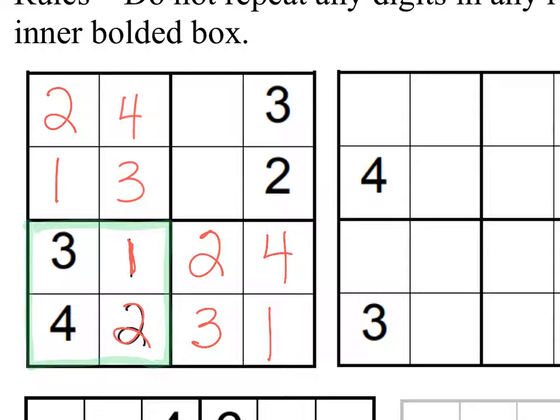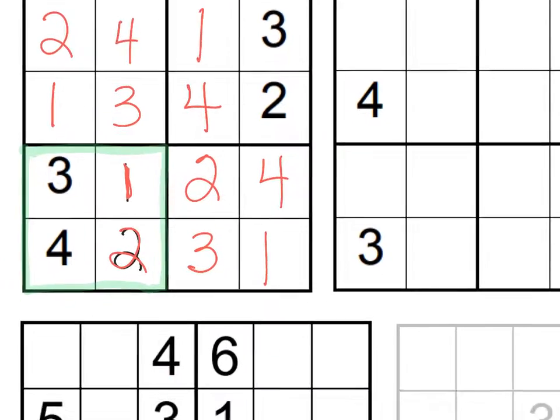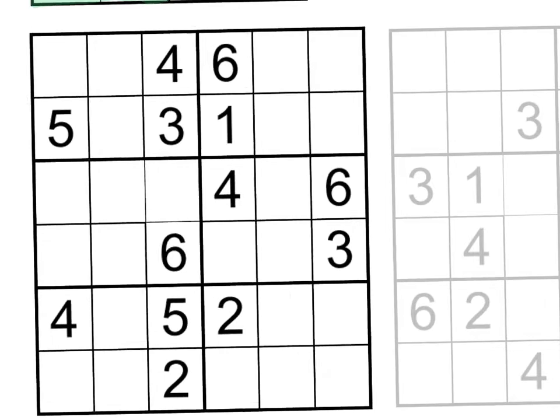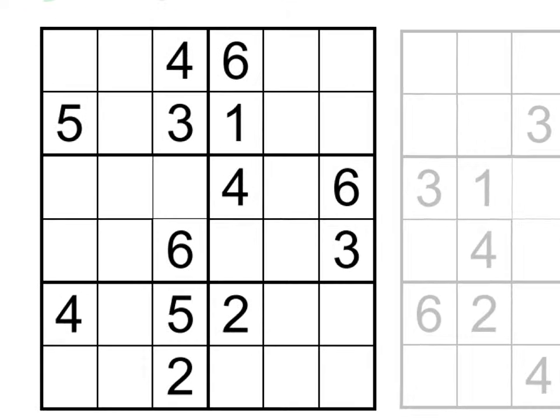And then here I can see that I'm missing a 1 and a 4. Well, I already have a 1 in the second one, so this must be my 4 and my 1. Okay, so the 4-digit ones are pretty easy. I'm just going to go down here and we'll take a look at this one that goes to 6. When I look at the inner bolded portions here, I can see that there are 6 squares in there, which means I'm going to use the numbers 1 to 6.